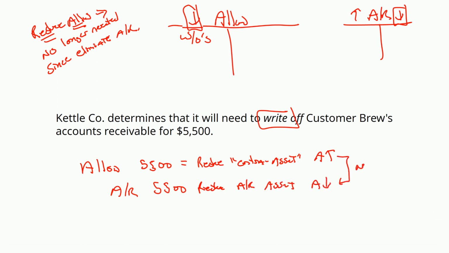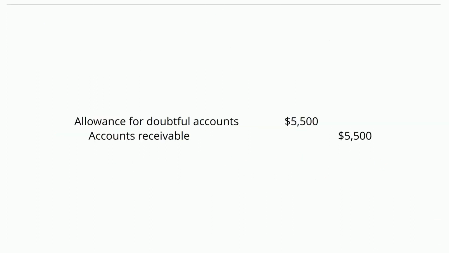So the net change to total assets is zero. Okay, they cancel each other out. All right, the allowance account makes our assets go up when you eliminate that, but then we get rid of that account receivable. Okay, so they cancel each other out. So our journal entry, debit the allowance account, credit your accounts receivable. Now, I want you to be mindful.